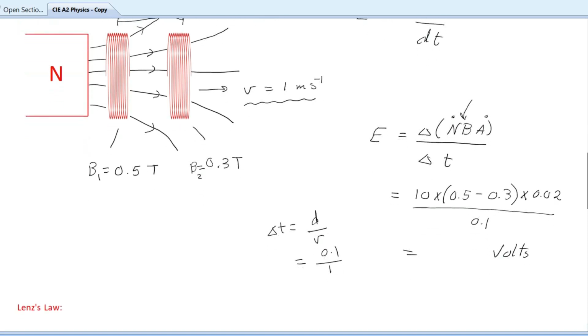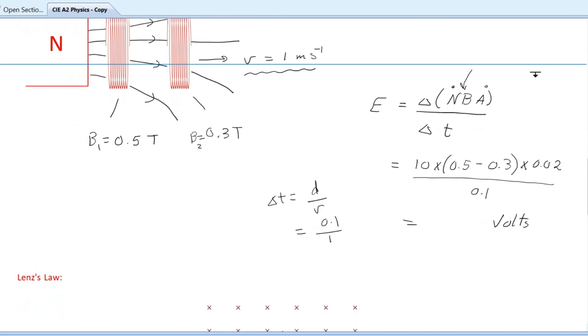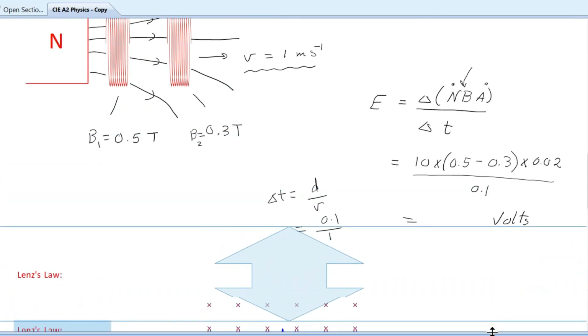Now, what happens instead if you did not move the coil, you rotated the coil?